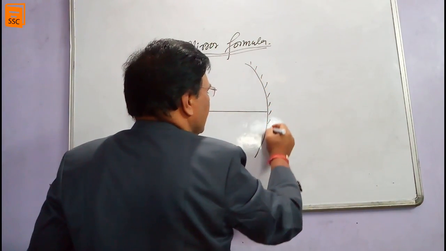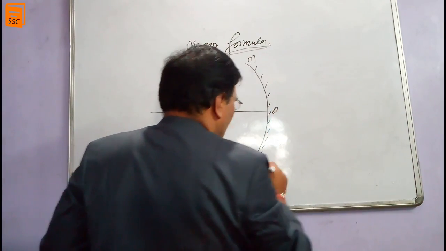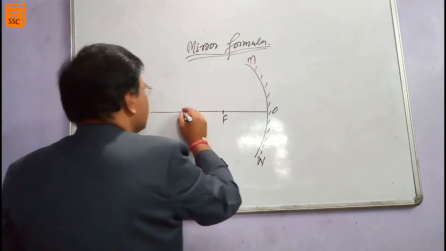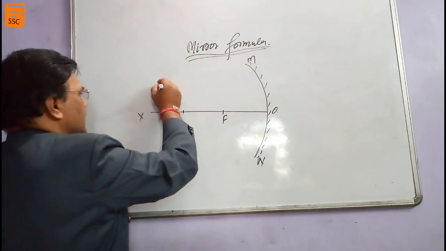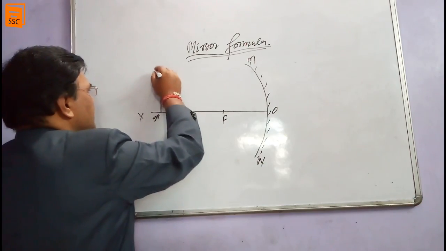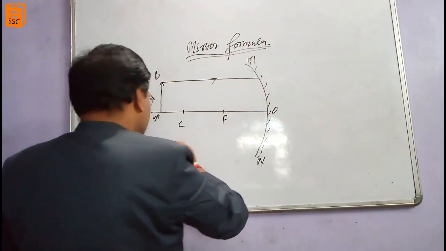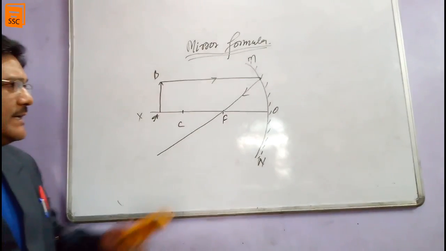Again we have the same image. We have a concave mirror MON, with principal axis OX. This one is F and this one is C. Let us consider AB as the object. Draw a ray parallel to the principal axis. After reflection, it passes through the focus. As you know, if a ray is incident parallel to the principal axis, after reflection it passes through the focus.